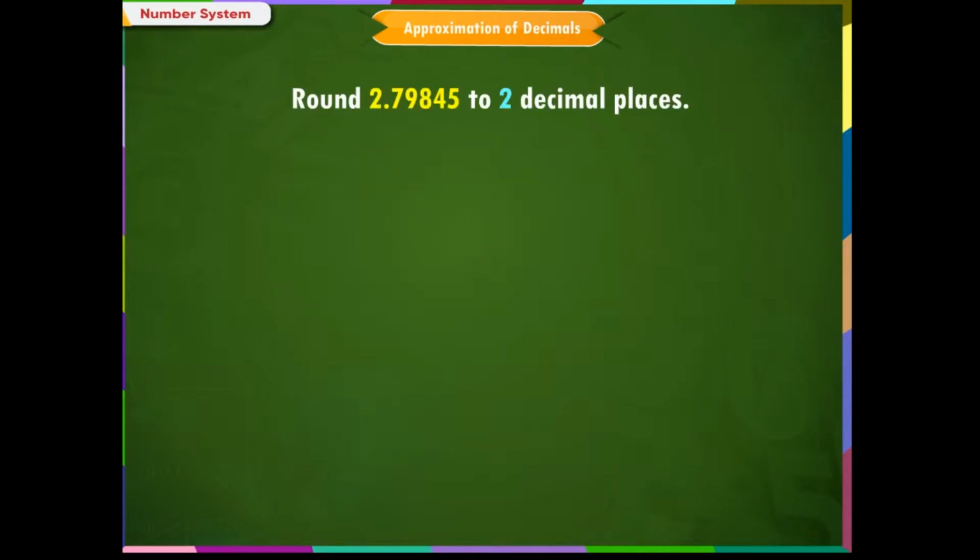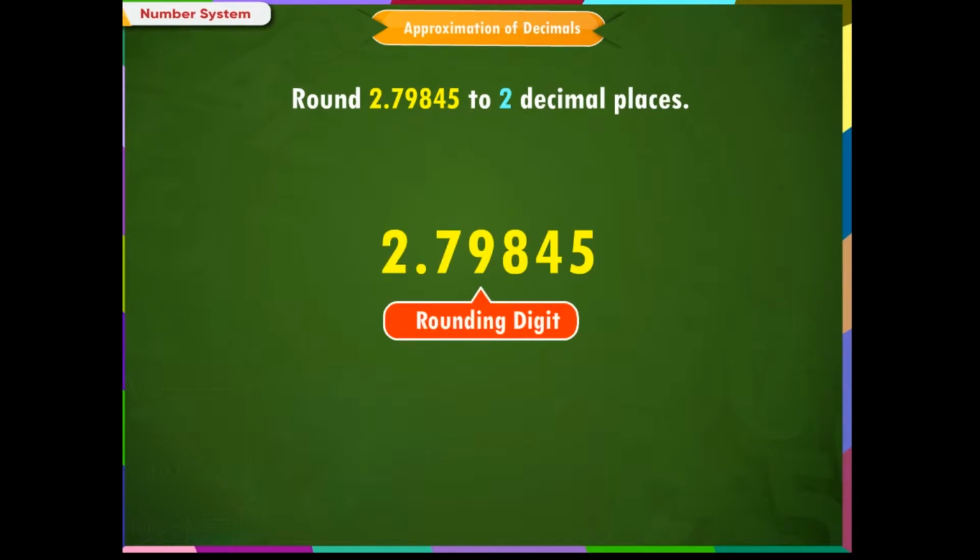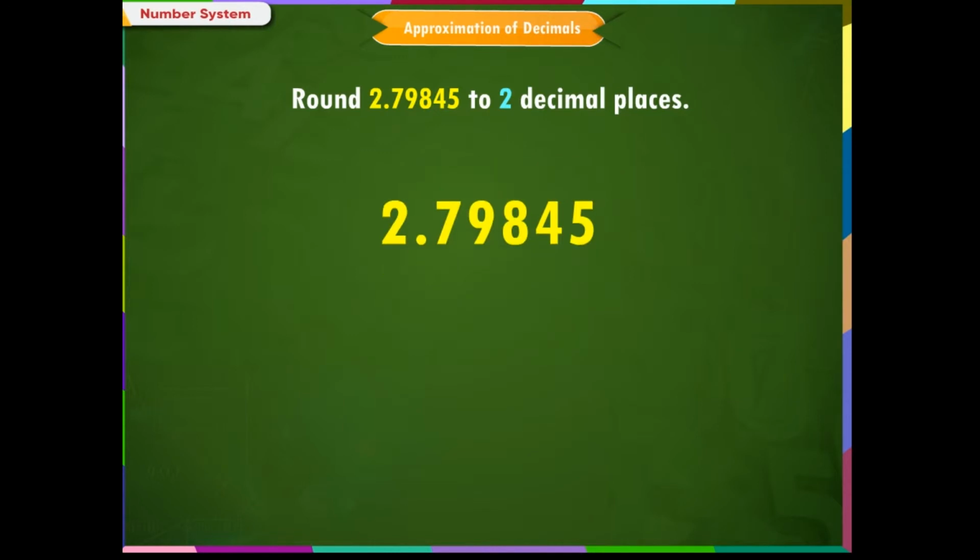Example 1. Round 2.79845 to 2 decimal places. The rounding digit is 9. The decider digit is 8. Since 8 is more than 5, we round up. The 9 becomes a 0, which we keep, and the digit to the left increases by 1, from 7 to 8. So, 2.79845 rounds to 2.80.